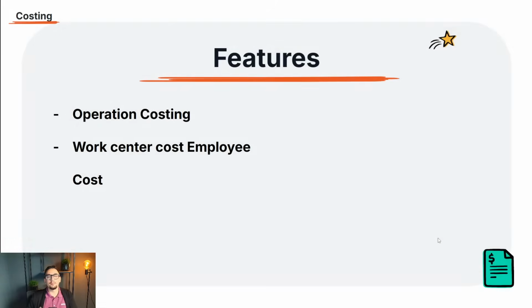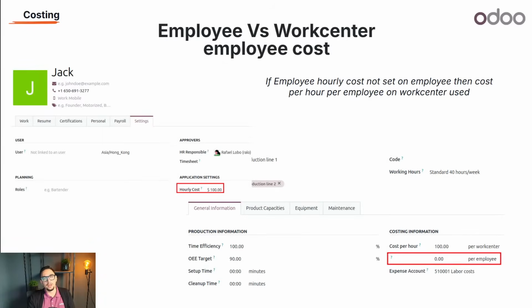Okay, in terms of manufacturing costing, let's say for a certain work center, I can add costing information for a work center, and it's fully integrated with the employee's application. So whatever hourly cost I set for the employee, if they are assigned to a certain manufacturing order, Odoo will compute the cost based on this hourly cost. Okay? If the employee hourly cost is not set on the employee's module, then the cost per hour on the work center can also be added. Okay? We can add the cost per hour for the work center.